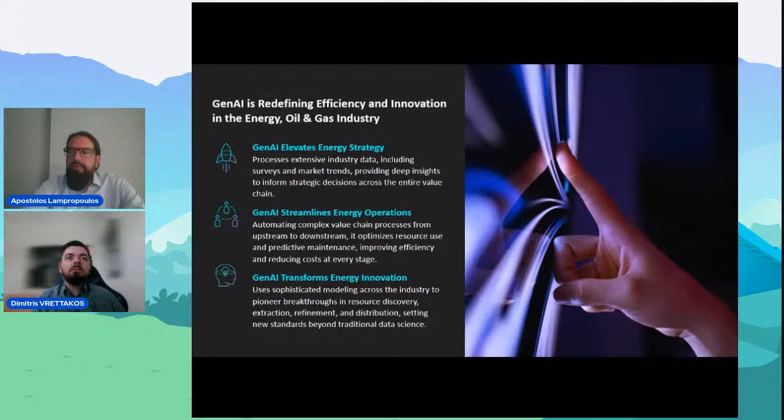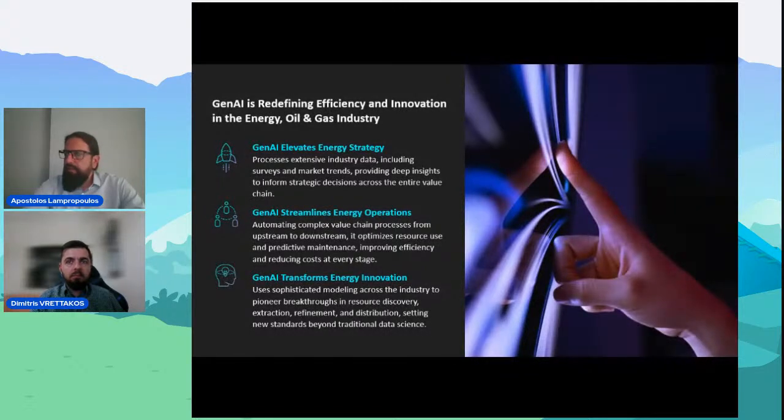Regarding energy operations, GenAI can streamline this part as well by automating complex value chain processes, upstream and downstream, and optimize the usage of the resource within the organization, specifically in predictive maintenance that we will discuss in a bit as well. Finally, when it comes to energy innovation, GenAI will transform this area as well by introducing sophisticated modeling across the industry and pioneer breakthrough innovations and discoveries.